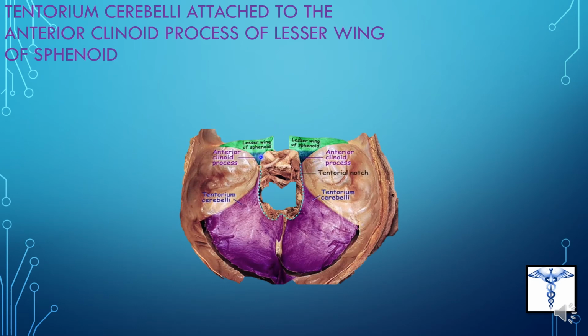Medially, the lesser wing of sphenoid forms the anterior clinoid processes, which are the site for the attachment of the tentorium cerebelli. This is the tentorium cerebelli, forming the roof for the posterior cranial fossa. It separates the occipital lobe from the cerebellum below. The cerebellum is also called the little brain.